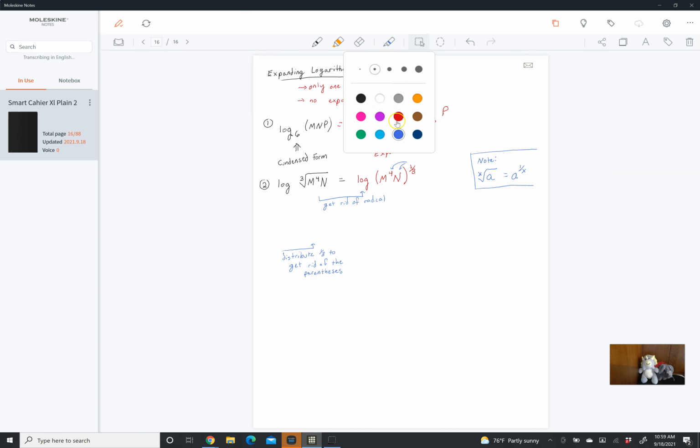So when we distribute, what this becomes is log m to the 4/3 and then n to the 1/3. Remember, you multiply. Okay.